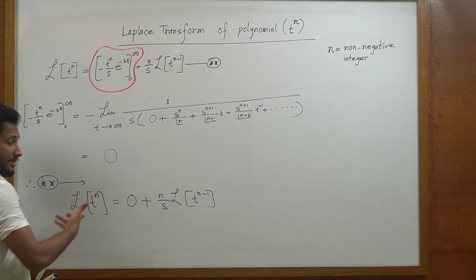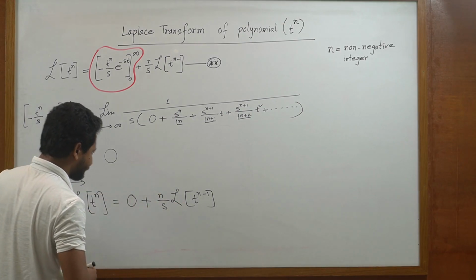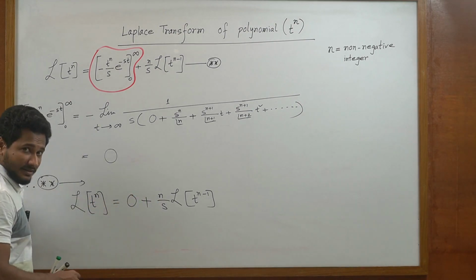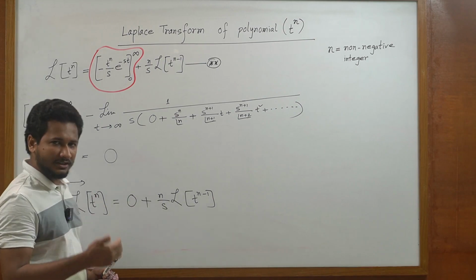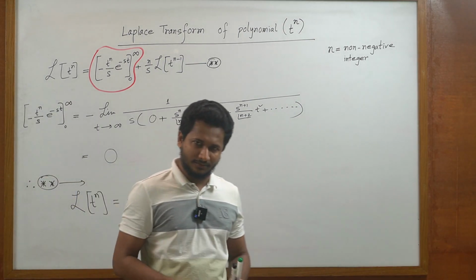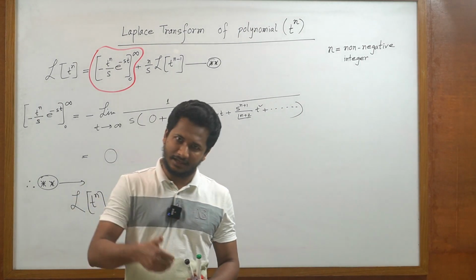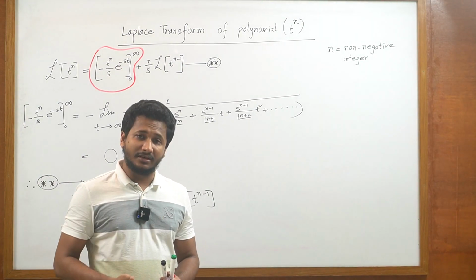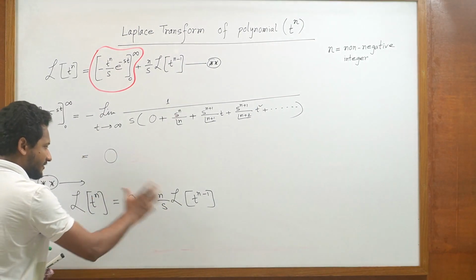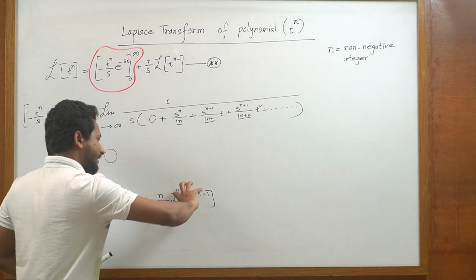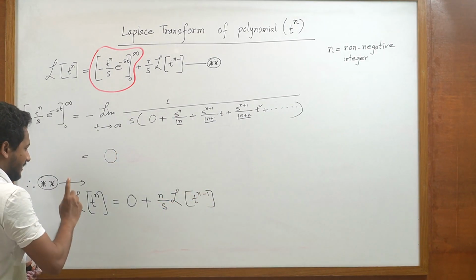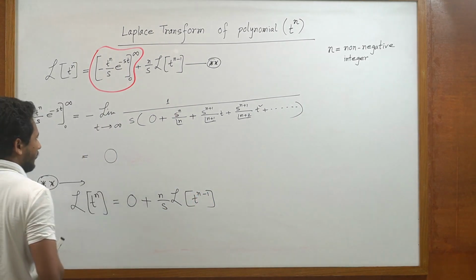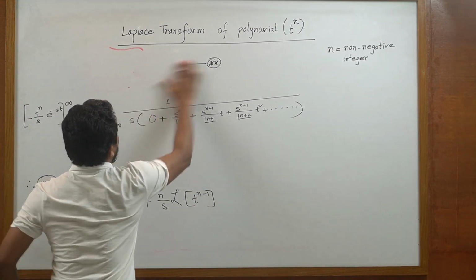Now take this equation. This equation is recursive. Why? Because when a function is defined by itself, then the definition is recursive. So this equation is recursive because this is defined by itself. This is Laplace transform of t to the power n, and this is Laplace transform of t to the power n minus 1.